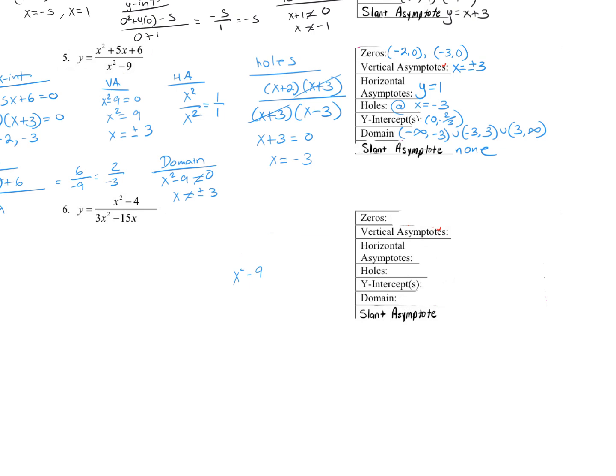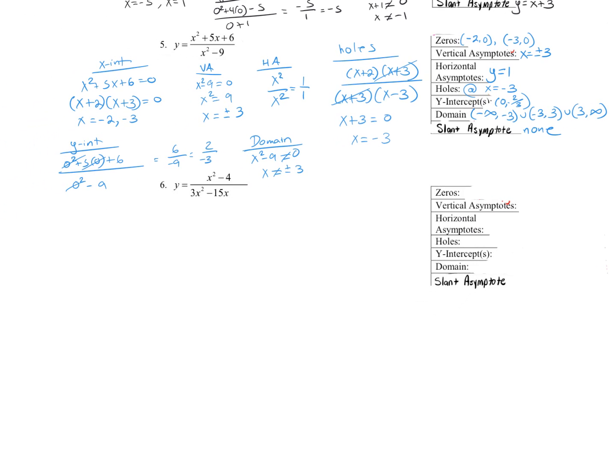But for the quiz or test, you will have stuff that works out. So you're not going to have this as an option for the quiz or the test. If you get asked a slant asymptote, you will have one.